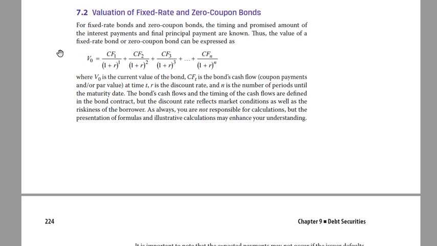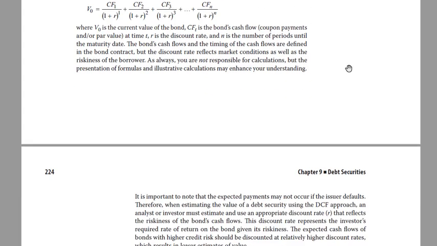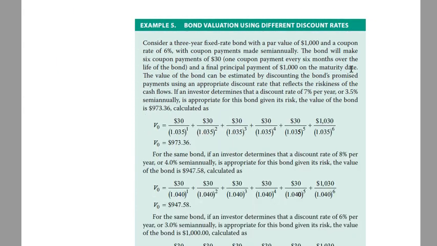We can see here that for fixed rate bonds, the value is just the present value of the future cash flows, okay? And so it went through an example, and we've done this in class before. I just want to remind you that the value of the bond is the present value of the cash flows. So this one, consider a 3-year fixed rate bond with a par value of 1,000, coupon rate of 6%, and it's paid semi-annually. So 6% would be $60 a year. Semi-annually would be every 6 months, so the coupon would be $30.